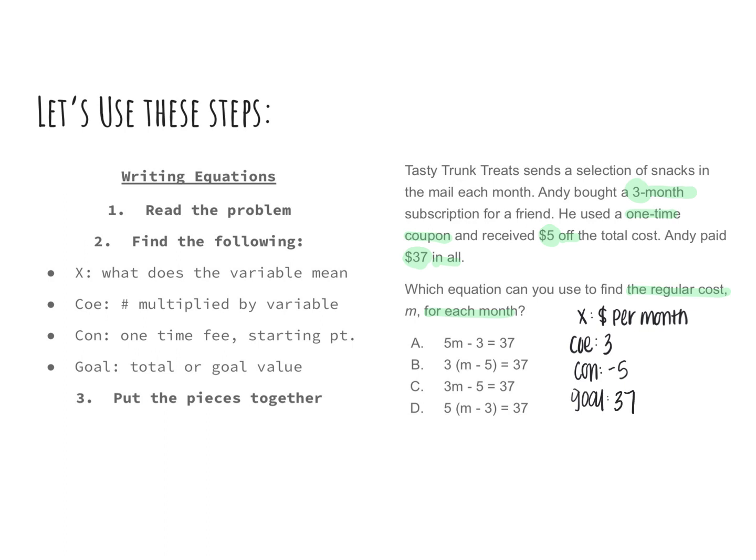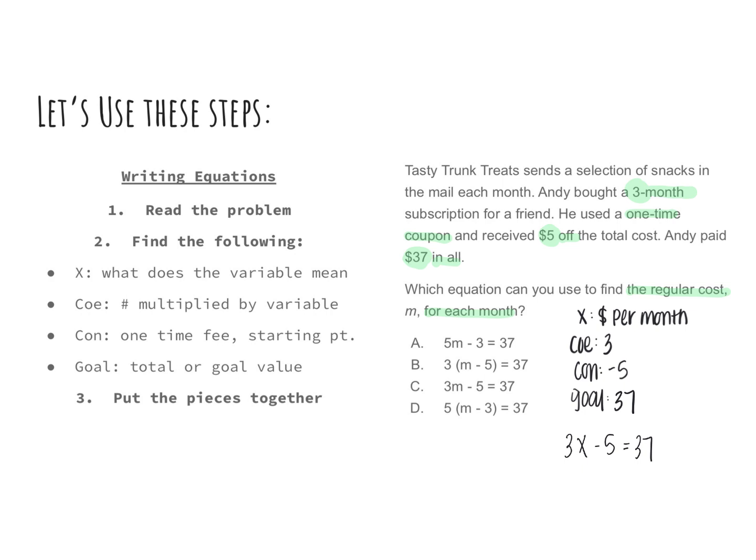Once I have these pieces, I put the pieces together. I always start by putting my variable down first with the coefficient written just in front. I then take my constant value and just put it right after the x. So this negative 5 also looks like subtracting 5. And because this is an equation, I just put equal to our goal.